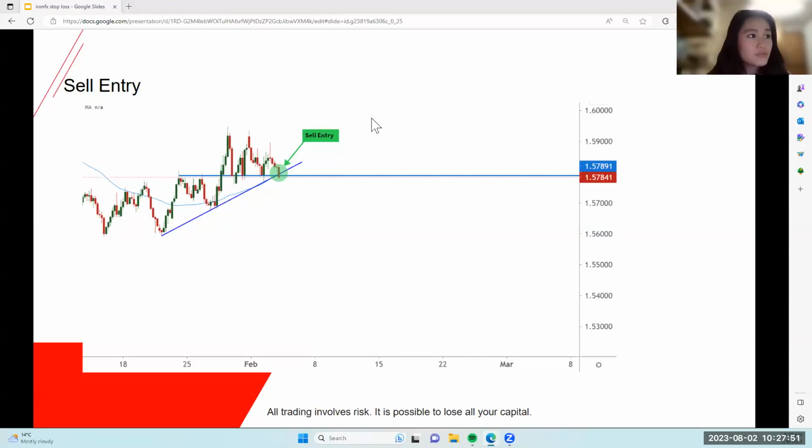So here we are going in for a sell entry. You can see I've indicated this level where we want to enter from is a 1.57891 level. Okay, and this is where price crosses the moving average indicator, and that's my entry. Also note this ascending trend line as well, and price is breaking out of it. So a lot of bearish indicators over here.